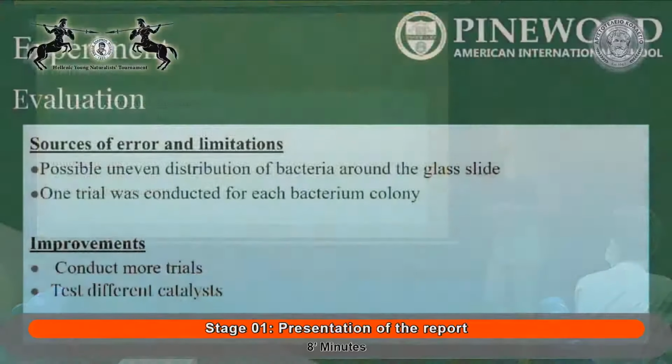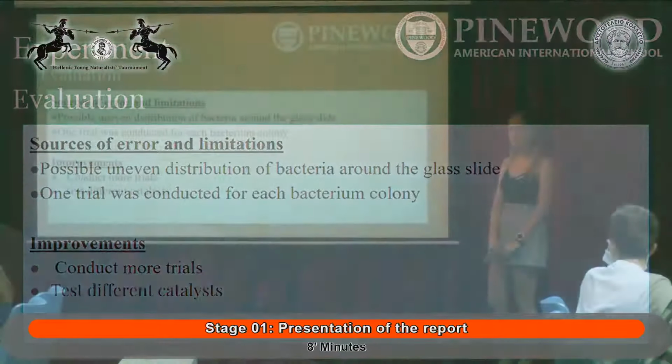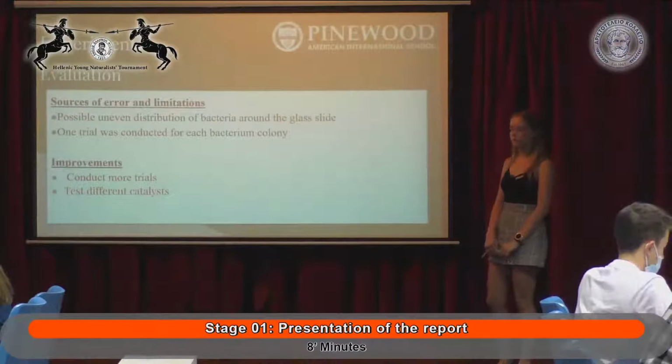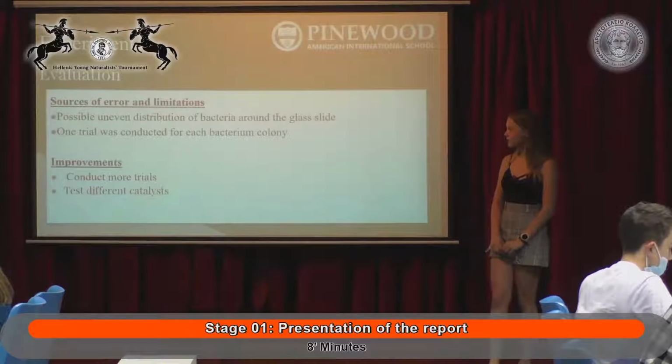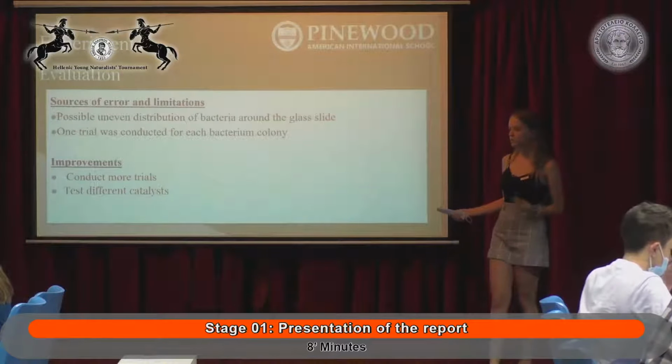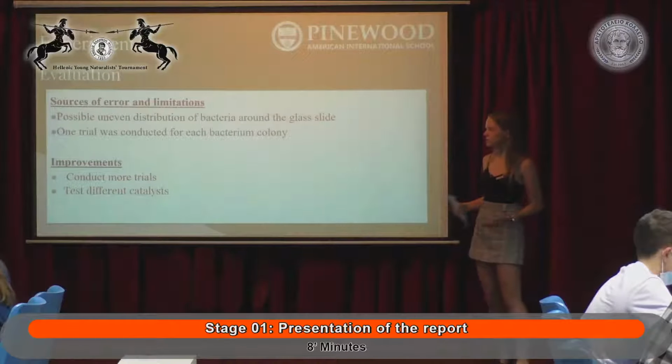Evaluation, once again, we could have uneven distribution of the hydrogen peroxide per bacterium, which could have affected the creation of the oxygen bubbles. Therefore, once again, we only tried 1 experiment per bacteria colony. Therefore, we could have more trials to improve my results.